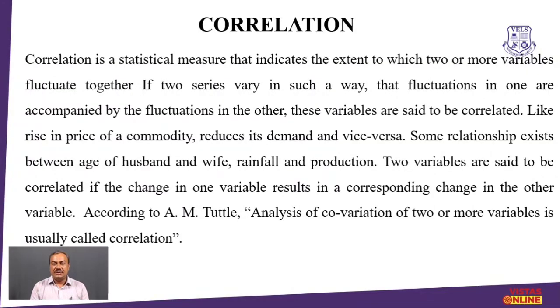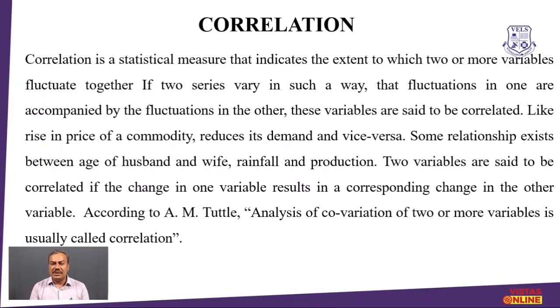So what is correlation? Correlation is a statistical measure that indicates the extent to which two or more variables fluctuate together. If two series vary in such a way that fluctuations in one are accompanied by fluctuations in the other, these variables are said to be correlated. Like rise in price of a commodity reduces its demand and vice versa. Some relationship exists between age of husband and wife, rainfall and production.